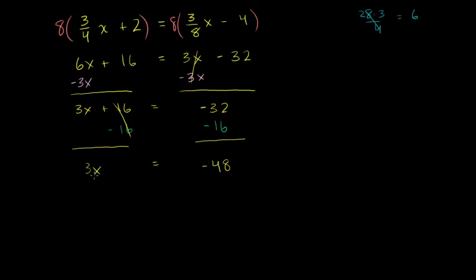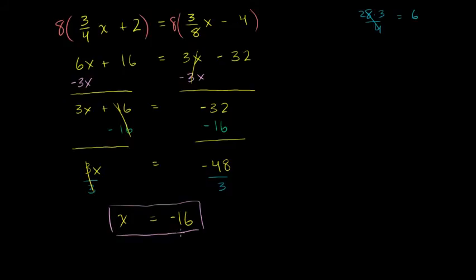To isolate the x, we can just divide both sides of this equation by 3. The left-hand side of the equation, 3x divided by 3 is just an x. That was the whole point behind dividing both sides by 3. And the right-hand side, -48 divided by 3 is -16. And we are done. x equals -16 is our solution.